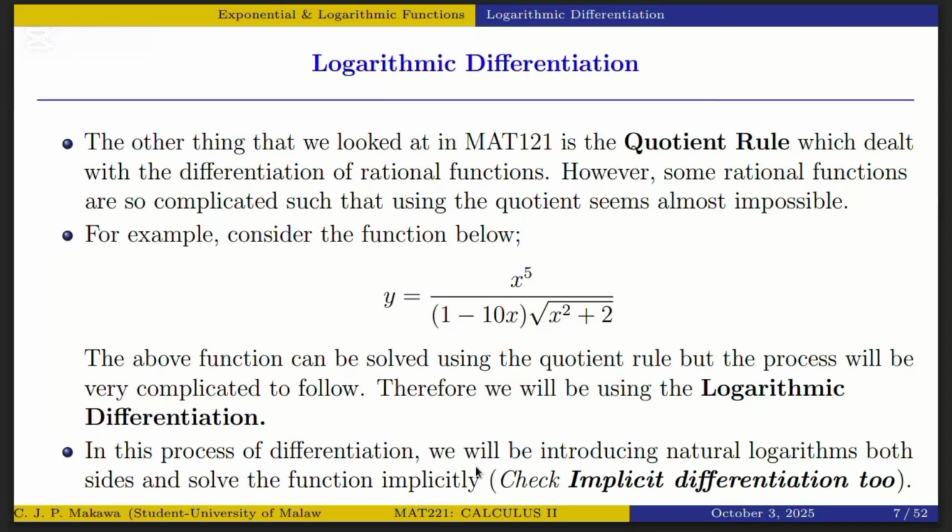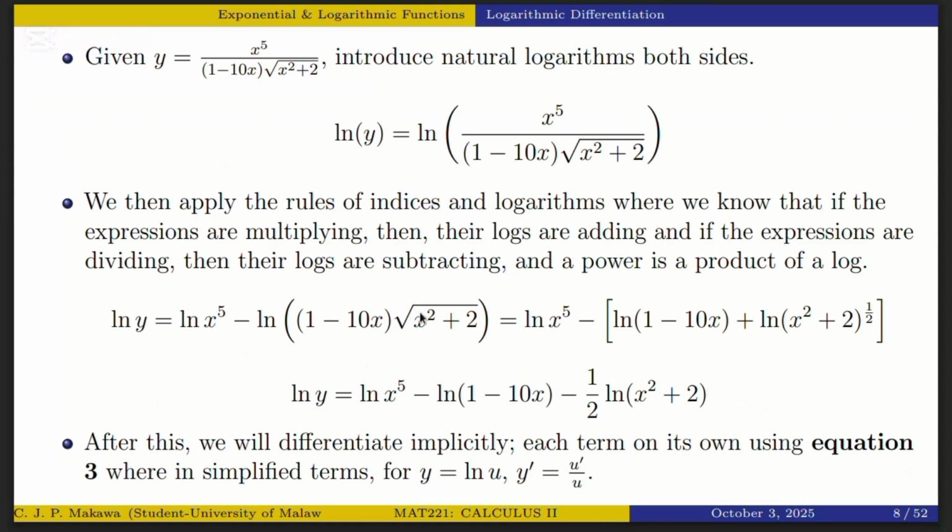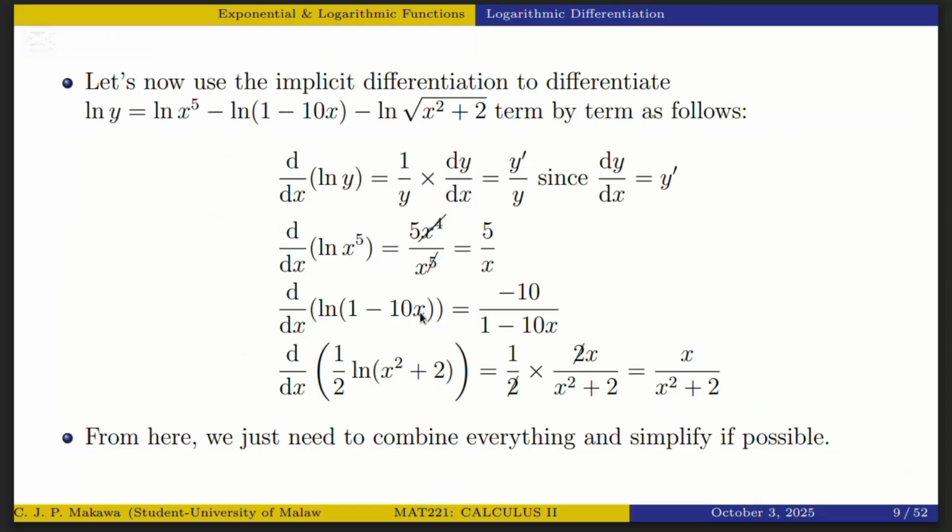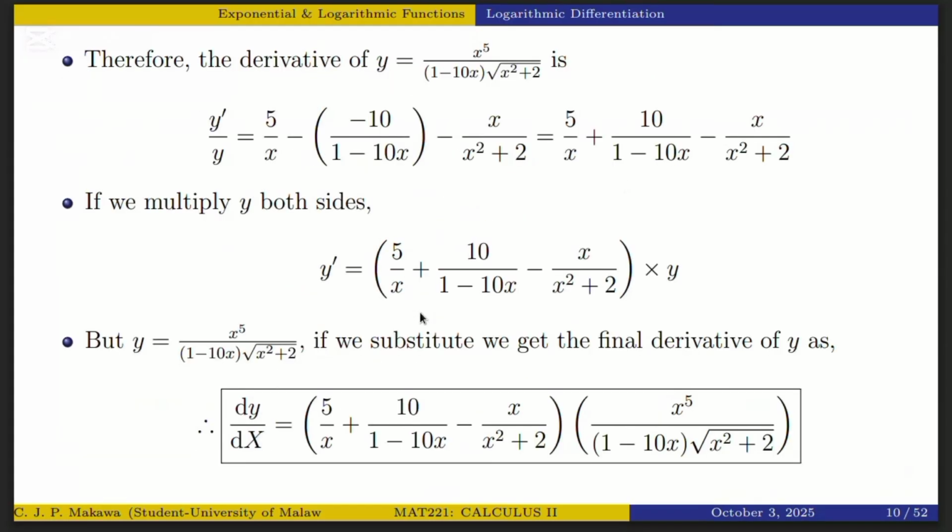This is the second part of our series on transcendental functions, and we're proceeding with logarithmic differentiation. From the last video, we discussed what logarithmic differentiation is, and we solved this example that is right here. y is equal to x to the power 5 over 1 minus 10x, and the square root of x squared plus 2. We solved this, and I explained step by step how all these come into play. And so we proceeded up to a point where we found this as our final result.